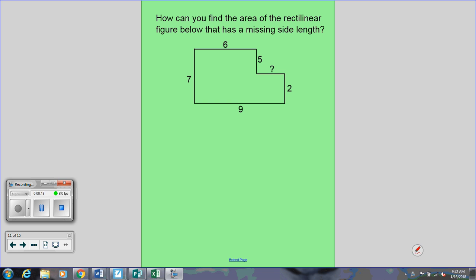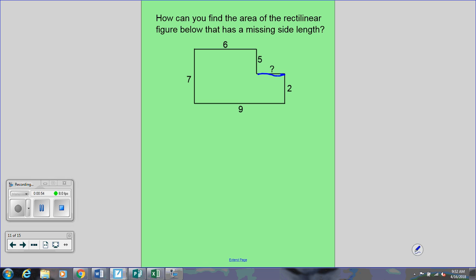Why can I not just say 9 times 7? Why can I not do that? Lucy? Because we don't have all the dimensions to make one question. We have that question mark. So we need to figure out first all of our dimensions before we can even start figuring out area, perimeter, whatever the question's asked. Go ahead and highlight or darken your missing side.